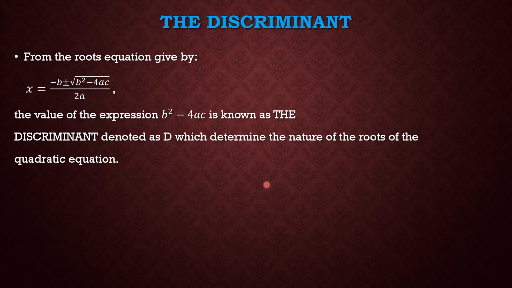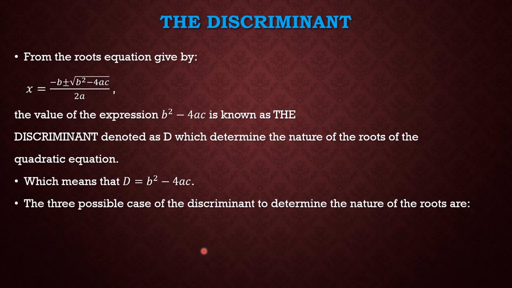So the roots can be determined anytime we get to know the value of the discriminant, which means that the discriminant, D, is equal to b squared minus 4ac. One thing that we need to keep in mind is that there are three possible cases of the discriminant, which will help us to determine the nature of the roots of the quadratic equation.